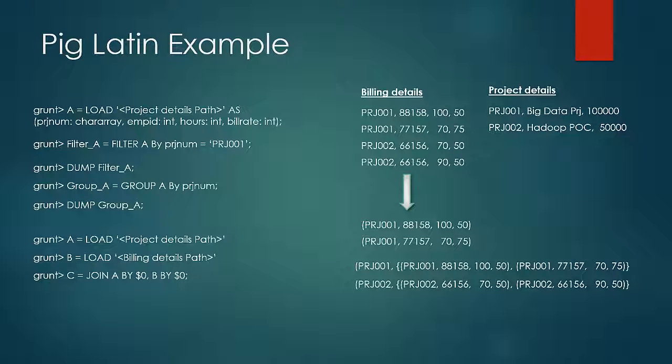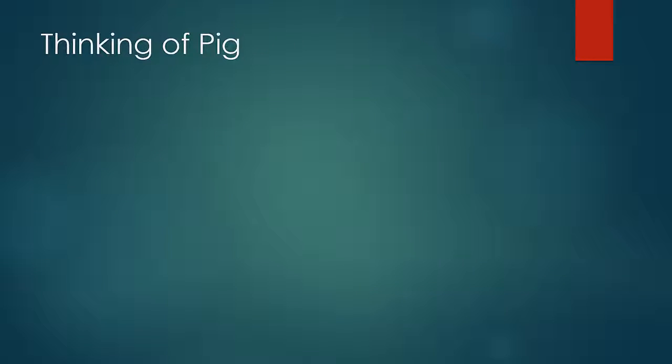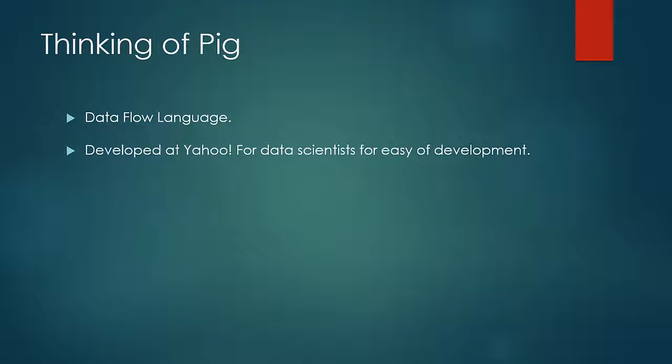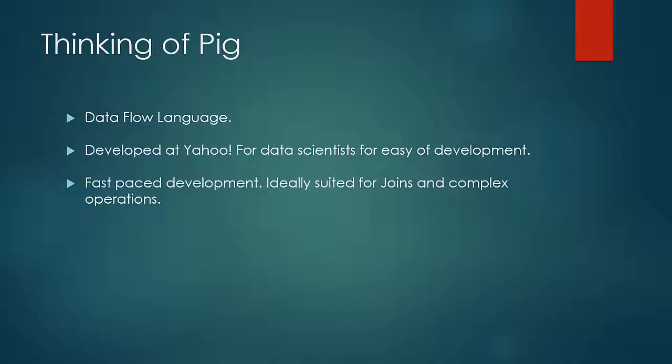So when you think of Pig, always remember these points. Firstly, it is a data flow language. Then it was designed for data scientists who didn't have a Java or complex language background. Hence, this is a high-level language which is easy to implement. It was developed for fast-paced development of a solution and is ideally suited for complex operations like join operations. It is almost as capable as MapReduce but not as completely strong.